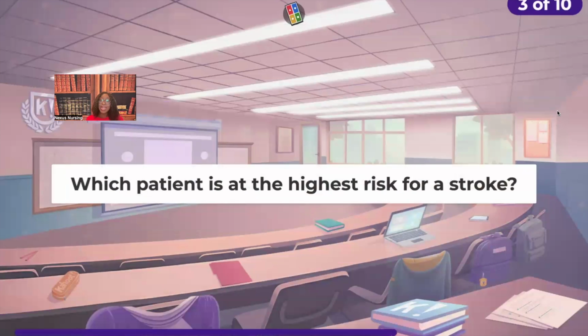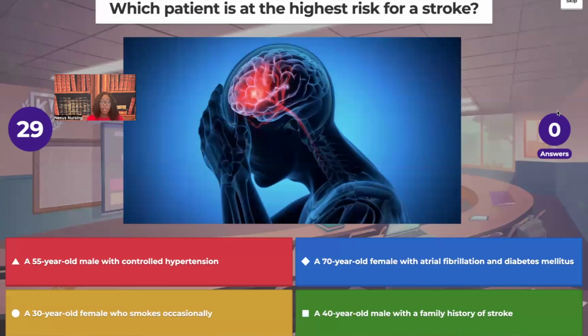Which patient is at highest risk for a stroke? Here are your options. We have a 55-year-old male with controlled hypertension. We have a 70-year-old female with AFib and diabetes. We have a 30-year-old female who smokes occasionally. And then we have a 40-year-old male with a family history of stroke. Who's at the highest risk?